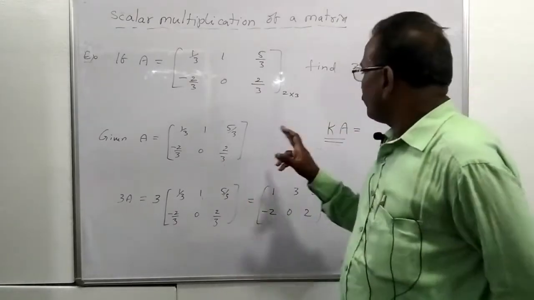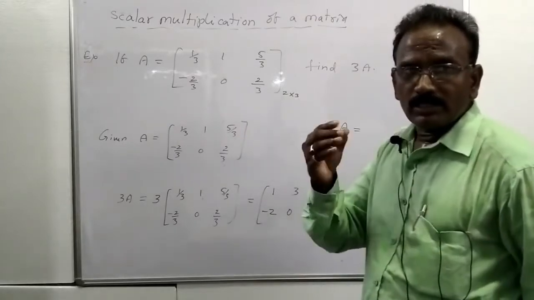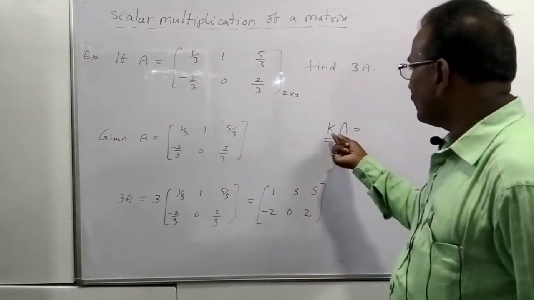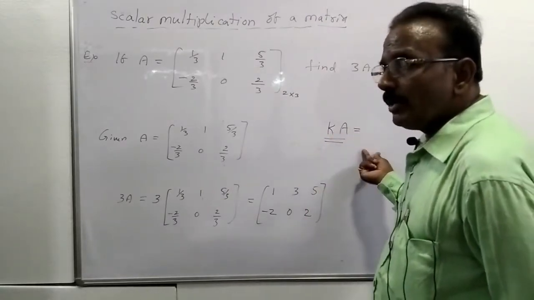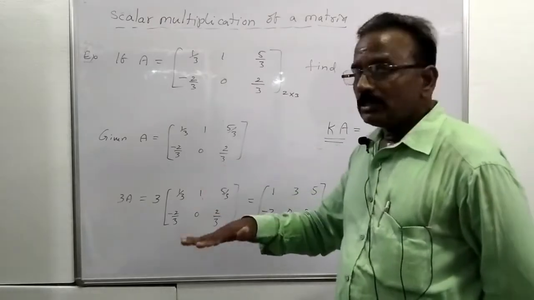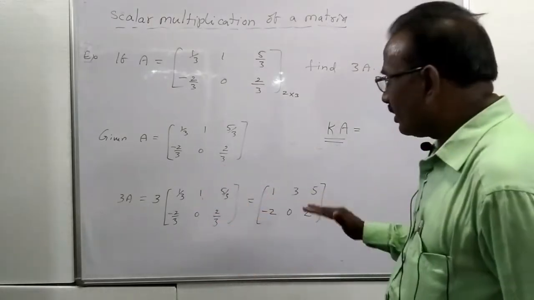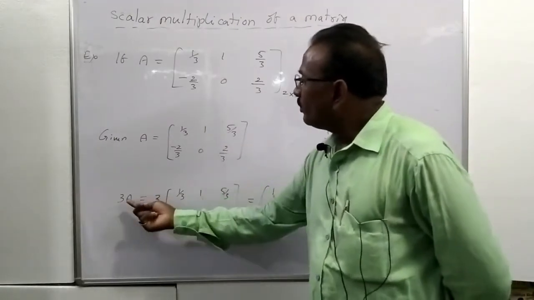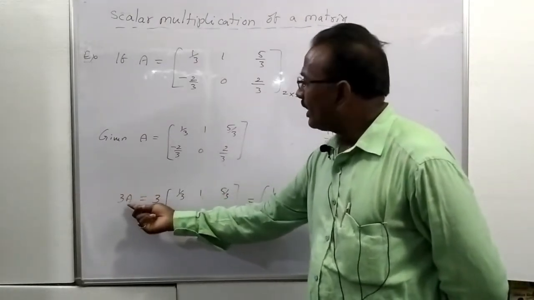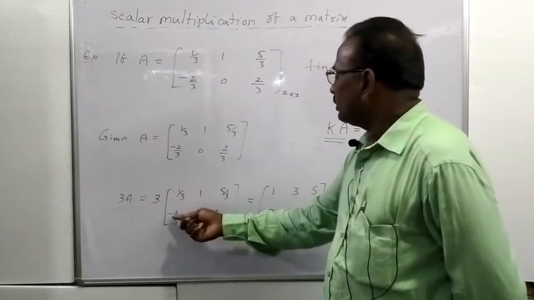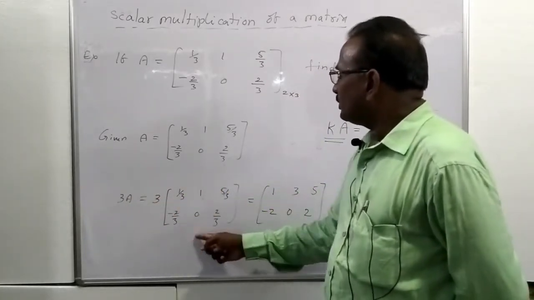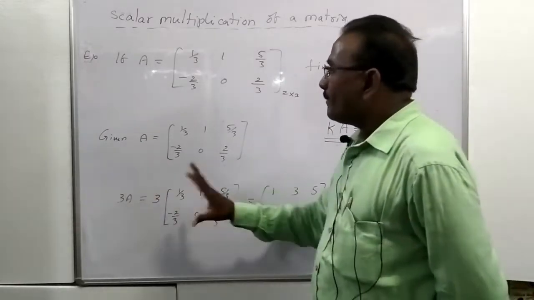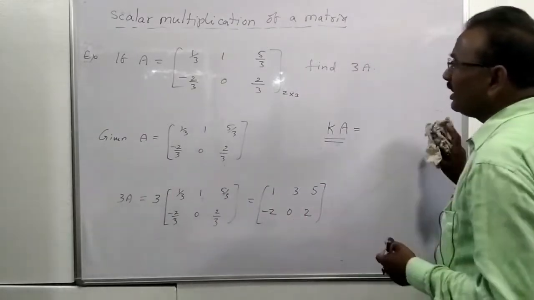Once again, if A is any matrix and K is a scalar, then scalar multiplication of a matrix A is denoted by KA, whose elements are obtained by multiplying every element of matrix A by scalar K. So clearly here A is a 2 by 3 matrix. 3A means the scalar multiplication of matrix A by 3: multiply every element of the given matrix by 3, so we get this matrix. So this is the 3A matrix. So this is the scalar multiplication of a matrix.